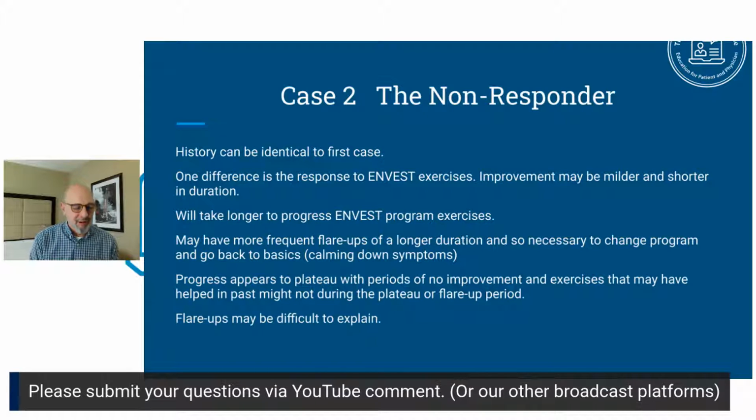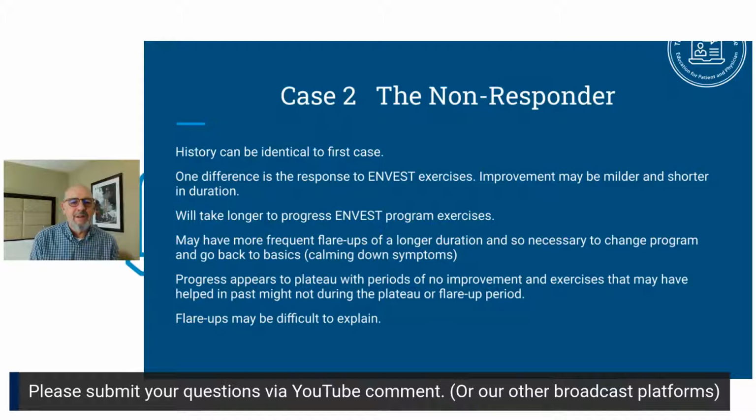The problem is they don't respond the same way to the exercises. So the improvement might be milder, which means they have a smaller improvement, and it can be shorter in duration. So what happens is it takes longer to progress the program. So instead of maybe visit 2 or 3, we're already going on to the seated ball. They might be in that first group of 4 or 5 exercises. And maybe with the ball, we're in that situation for a few visits instead of maybe 1 or 2 visits and moving on.